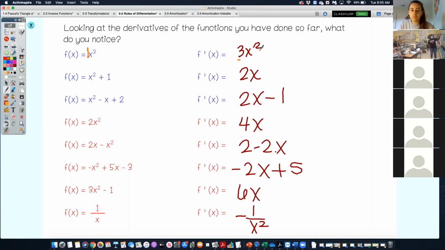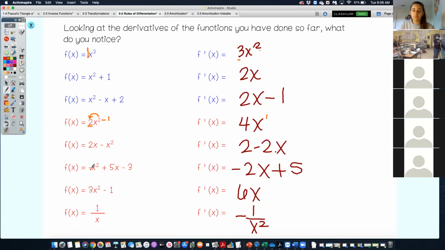Let's check it down here, because I already have a coefficient in front. So I would multiply the exponent by the coefficient. What does that give me? 4. And then I take away 1 from the exponent. Let's do this one, because this one has multiple pieces.